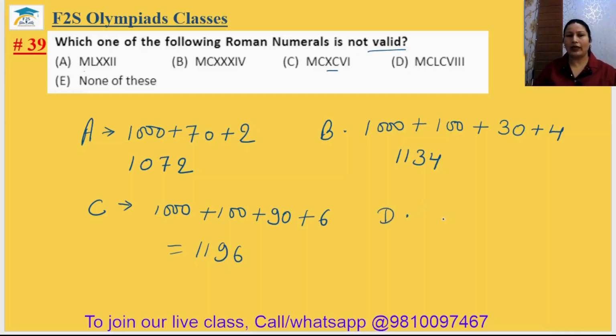Option D, MCLC. So M stands for 1000, okay. C stands for 100, and LC. L cannot be subtracted from C, or L cannot be subtracted from any number. So D is the invalid one. That's why the 39th answer is option D.